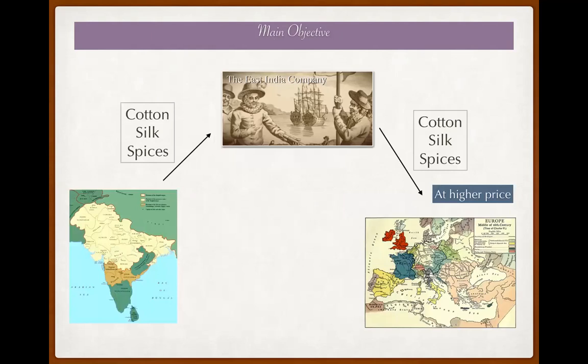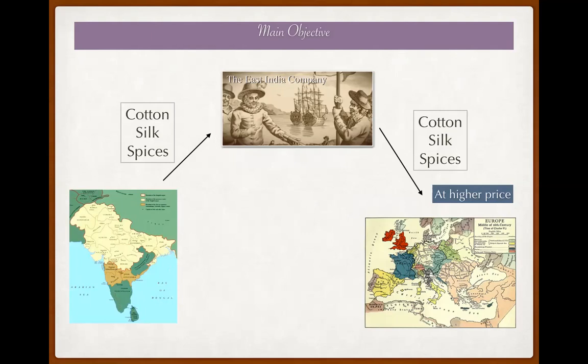So this is the structure which evolved in these kinds of companies. Now, let's see what the basic modus operandi of the East India Company was. The East India Company was granted the royal charter to deal with trading in India. They were primarily focusing on trading cotton, silk, and spices. When they landed in Indian territory, they were acquiring the cotton, silk and spices at lower prices, and they were selling these products in Europe at higher prices. So this is the modus operandi.